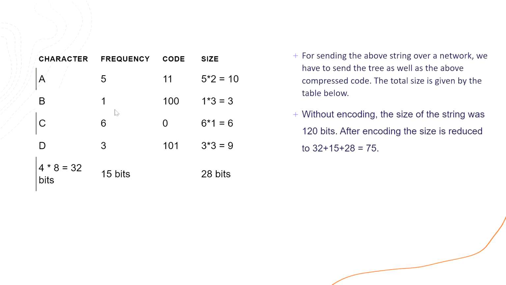Let's see for a particular character. For A only 10, for B 6, for C 6, for D 9. Earlier it was 120, as we saw in the first step. Now it has been reduced to 75. So this line says that without encoding, the size of the string was 120 bits. After encoding, the size is reduced to 75. So this is the advantage of Huffman.